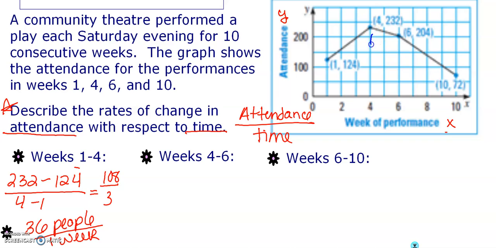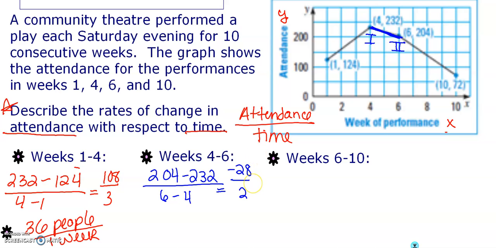Week 4, that's going to be ordered pair 1, and week 6 is ordered pair 2. If you notice, there's a slight decrease. My slope is slowly decreasing. It's negative. Let's see what that means. So I'm going to have 204 minus 232 over 6 minus 4. 6 minus 4 is 2. And when we do 204 minus 232, we do get a negative. We get a negative 28.